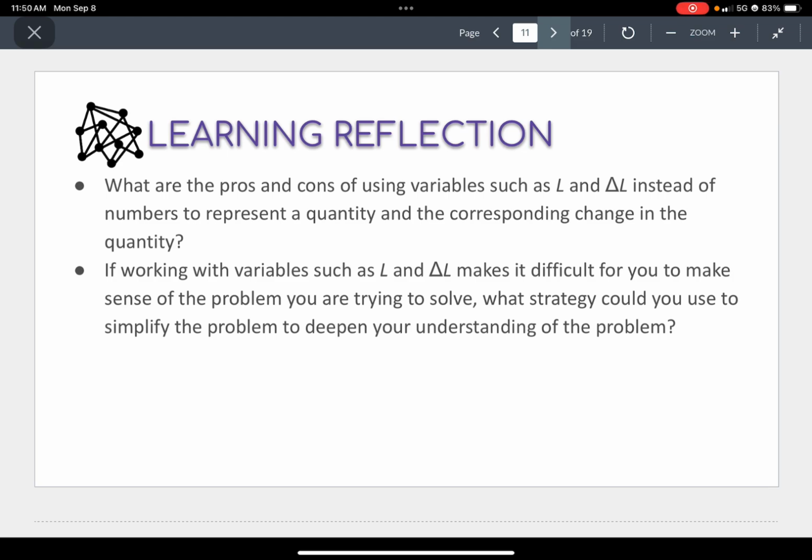Matter of fact, if you look at how I've constructed this presentation, learning tasks 1, 2, and 3 were all designed to help you understand the problem deeply such that when you got to learning task 4, you would be prepared to be able to solve it. Consider that as an example as you write your learning reflection. Pause the video and complete your learning reflection now.